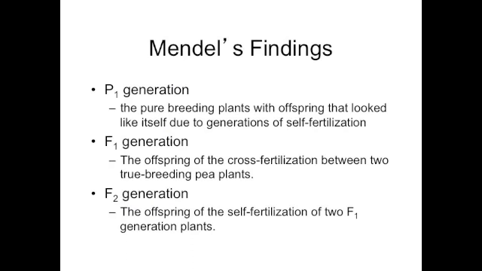So to reiterate, the P generation is the pure breeding plants with offspring that look like itself due to generations of self-fertilization. The F1 generation is the offspring of the cross-fertilization between two true breeding pea plants. And the F2 generation is the offspring of the self-fertilization of two F1 generation plants.